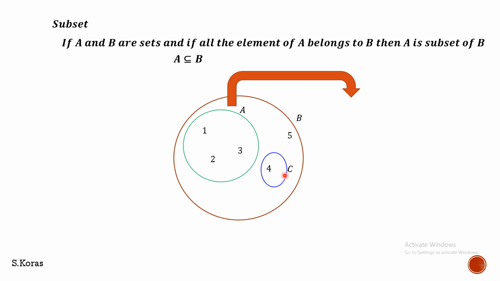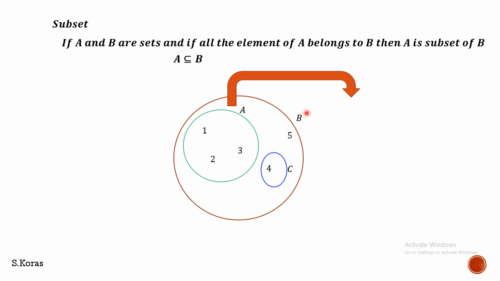Even if we consider set C, it has element 4. This 4 belongs to this set B. So if we consider this total set, that is 1, 2, 3, 4, 5, set B, and if we consider set C, this C is taking elements only from set B. No element is outside this set B. So we can say this C is also a subset of B.